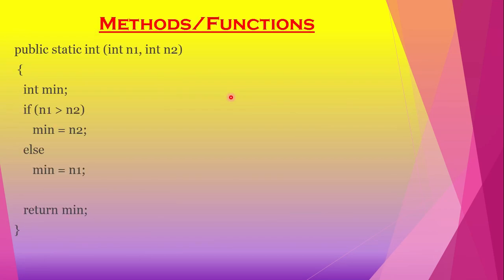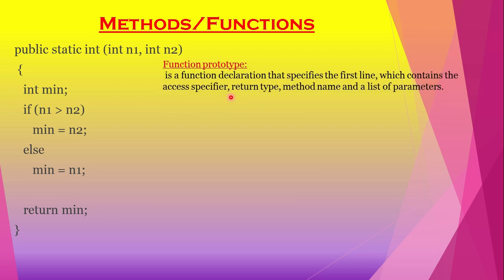See here, there is a program given. In this I am going to explain what a function prototype is first. Function prototype means it is the first line of the function. See the declaration line, this entire line is called a function prototype. This includes everything: public, static, int. This public is the access specifier, this is the modifier, this is the data type in which the answer will be returned, and this is the parameter list. All together we call it function prototype.